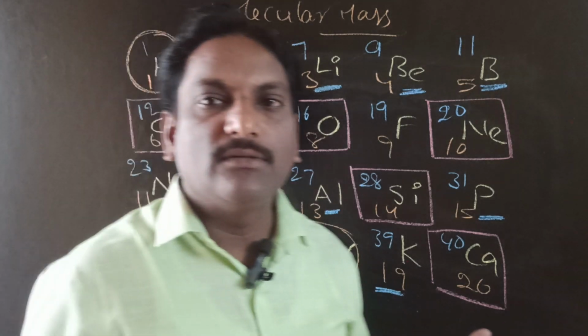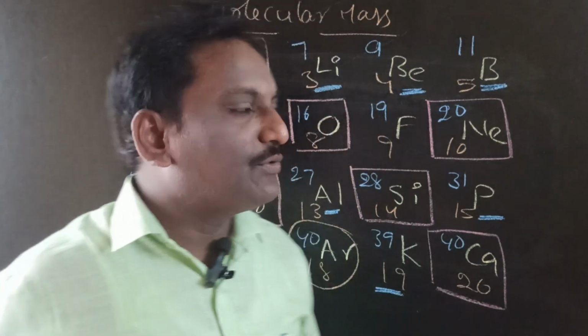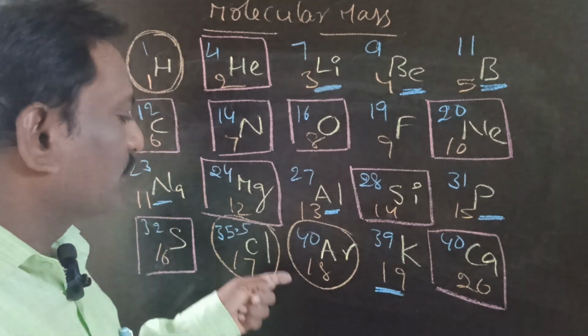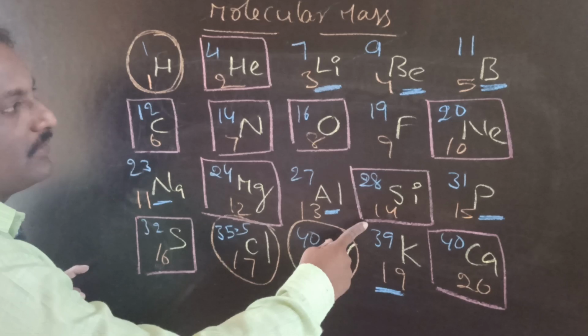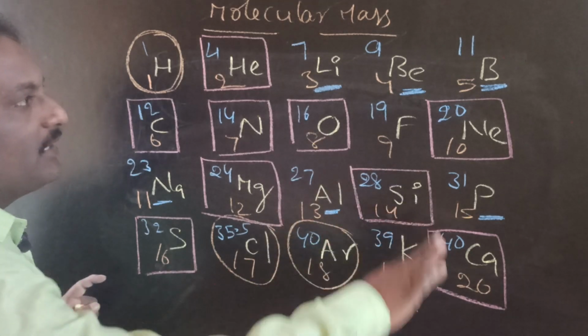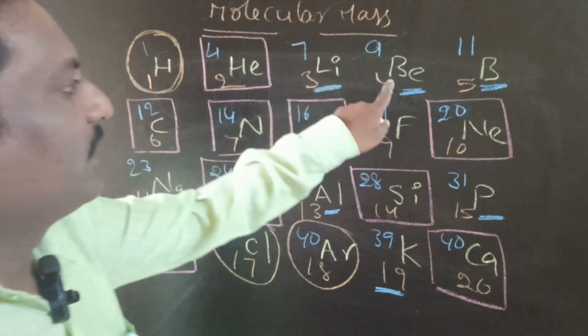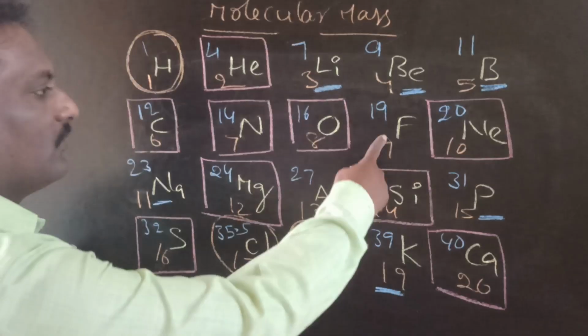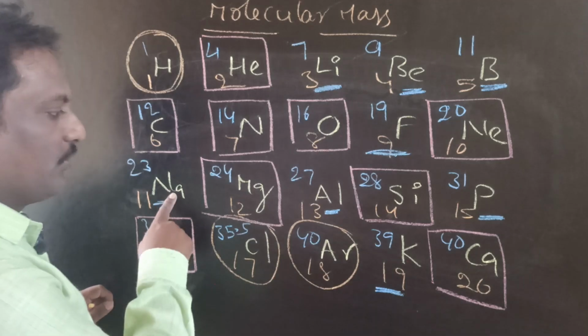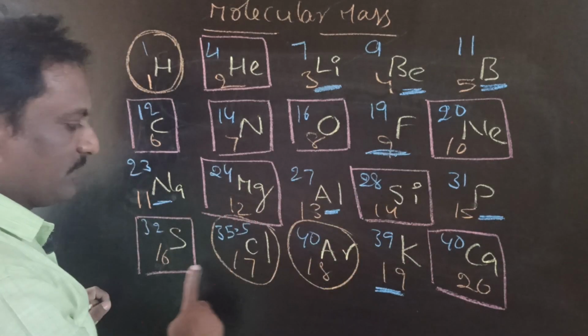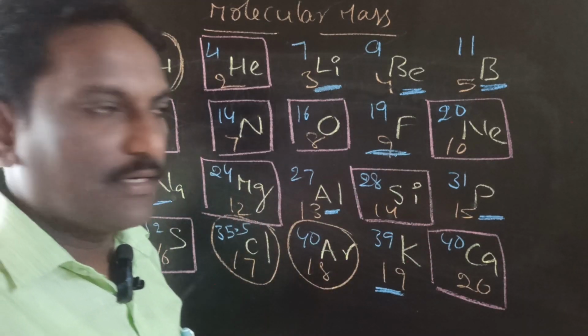For these elements, you will get the atomic mass by doubling the atomic number and adding 1: lithium, beryllium, boron, fluorine. Next, sodium, aluminum, phosphorus and potassium. Is it clear? Right.